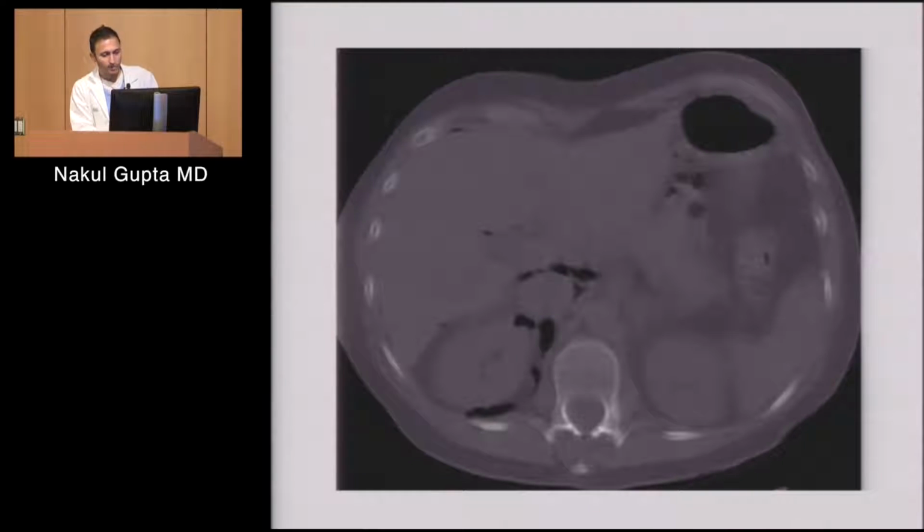So when you see retroperitoneal gas, you have to think of what parts of the bowel go retroperitoneally. Well, parts of the duodenum and parts of the colon can enter the retroperitoneum. And so if you have gas in the retroperitoneum, those are possible sources.